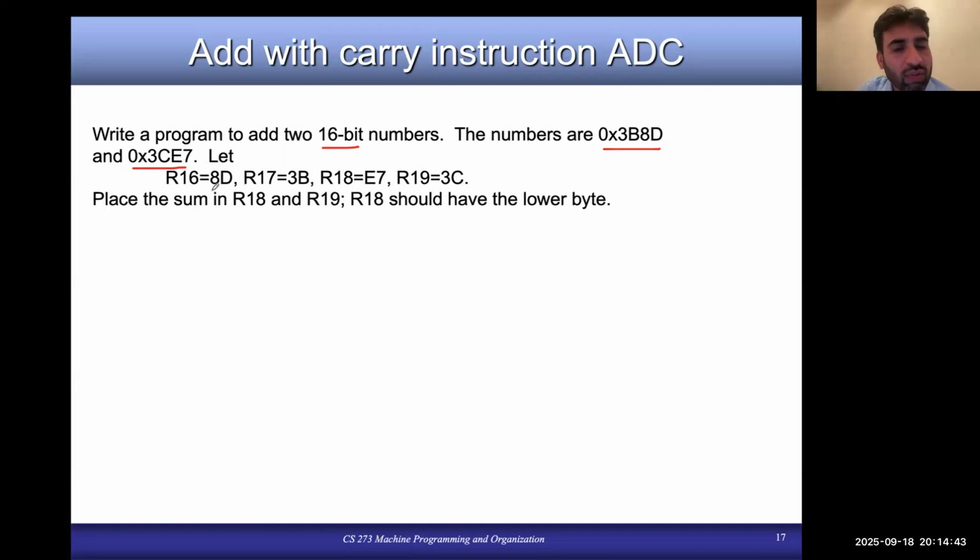So what we are going to do is store them in parts. The lower part of the first number, which I'm naming A, is 8d, and it goes to R16. Its upper half, 3b, goes to R17, and the lower half of number B, which is E7, goes to R18, and the upper half, 3c, is placed in R19. Okay, so we have these numbers now. We use two registers to store one 16-bit number.